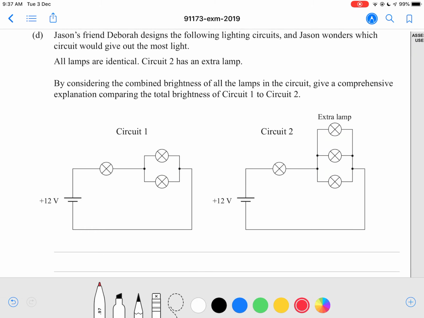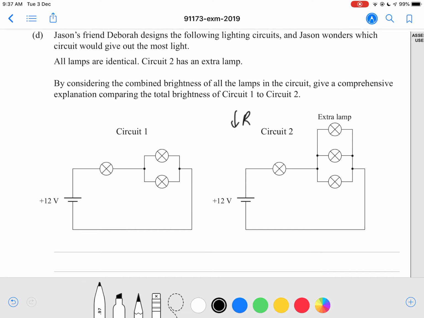Alright, so circuit 1 has one less lamp in parallel than circuit 2. So once you add the extra lamp in circuit 2, that's adding an extra pathway in a parallel circuit. By adding this extra pathway, we're giving one extra pathway for current to flow, which means that the total resistance of circuit 2 will actually decrease. So the resistance of circuit 2 is going to go down.